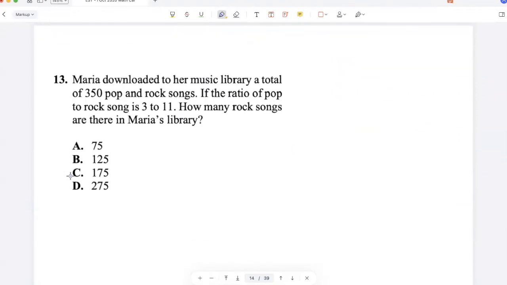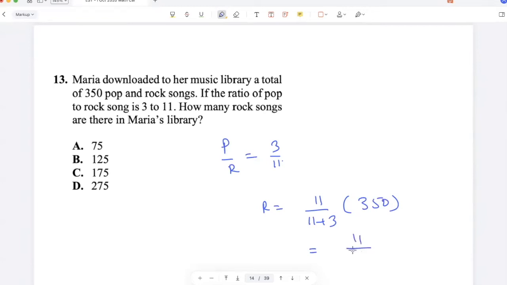Maria downloaded to her music library a total of 350 pop and rock songs. If the ratio of pop to rock songs is 3 to 11, how many rock songs are there in the library? So pop to rock is 3 to 11. So rock would be 11 by 11 plus 3 into 350, because that's the total.